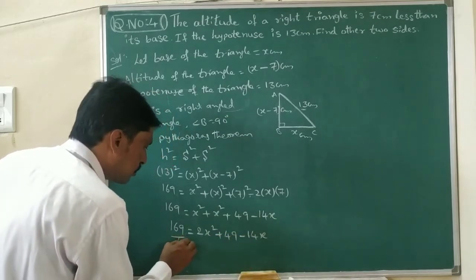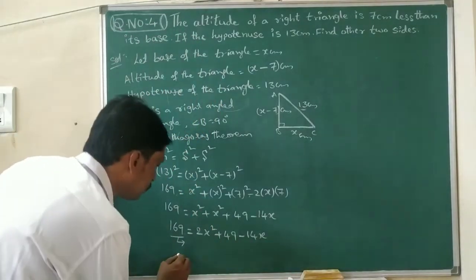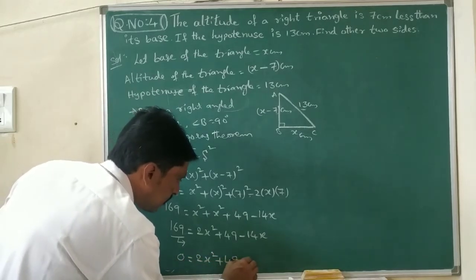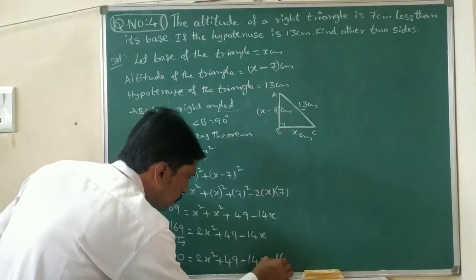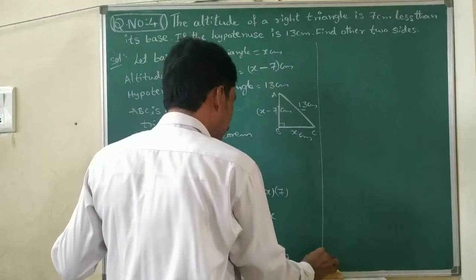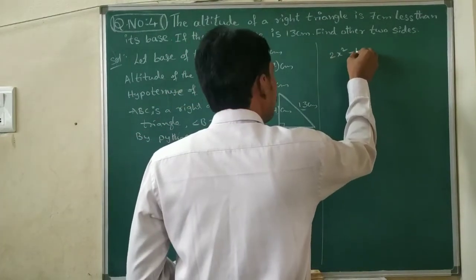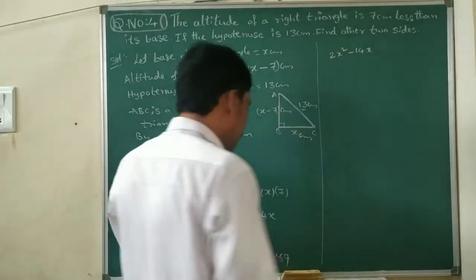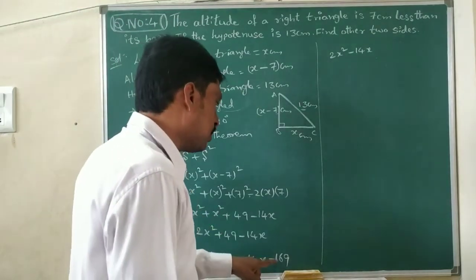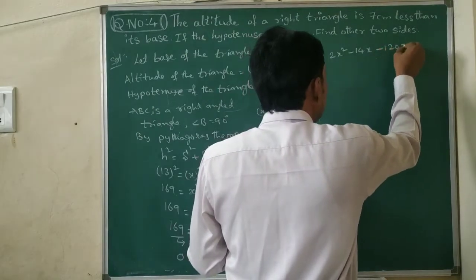This 169 you have to transpose to the right. What do we get? 0 equals 2x square plus 49 minus 14x minus 169. Now we need to write in order: 2x square minus 14x, minus 169 plus 49. We need to subtract, 169 minus 49, and we get minus 120 equal to 0.